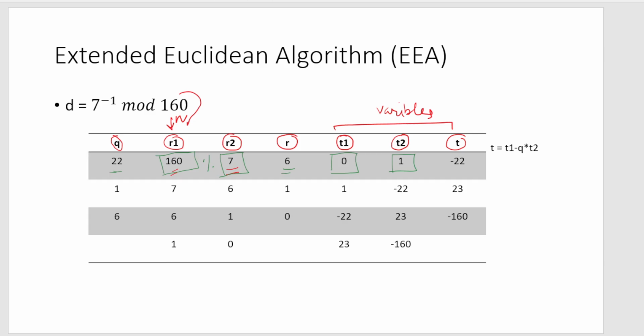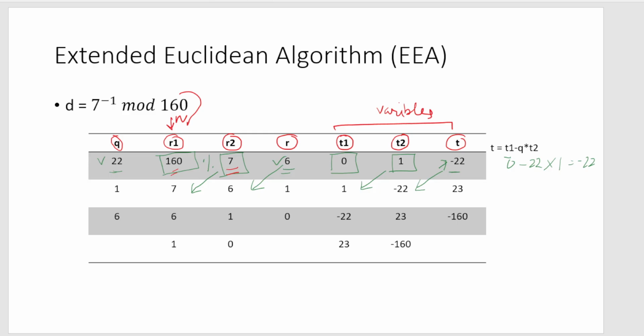Based on these two values, 22 and 6, you are going to fill this T, because T has a condition. It says T1 minus Q times T2. T1 was 0 and Q was 22, multiplied by 1, so you will get minus 22, right? This is the value you actually received here. So for the next row, the value in R2 is shifted to R1, T2 is shifted to T1 and the new T is shifted to T2, right? This is how you actually get the second row.